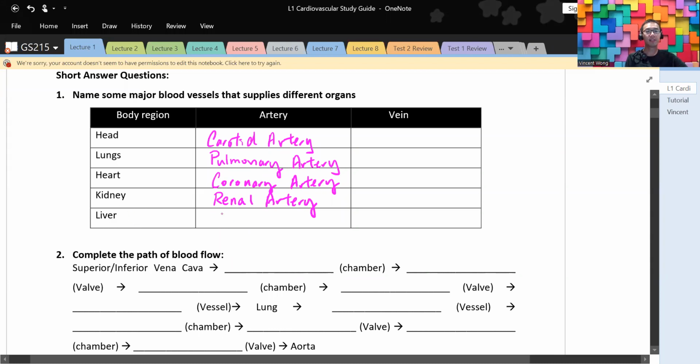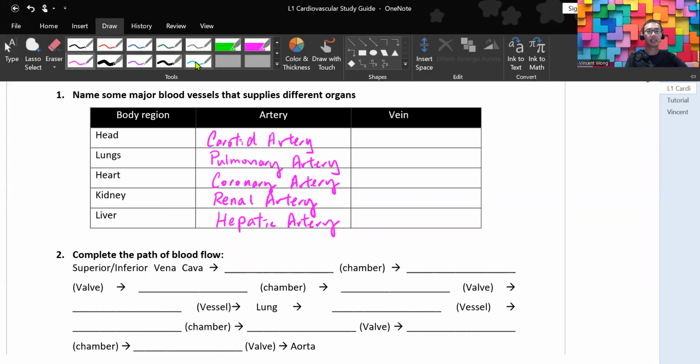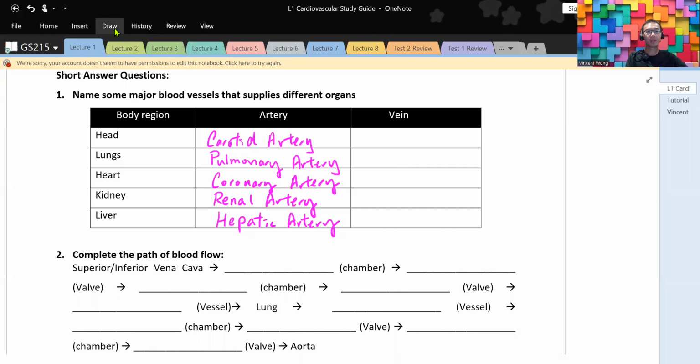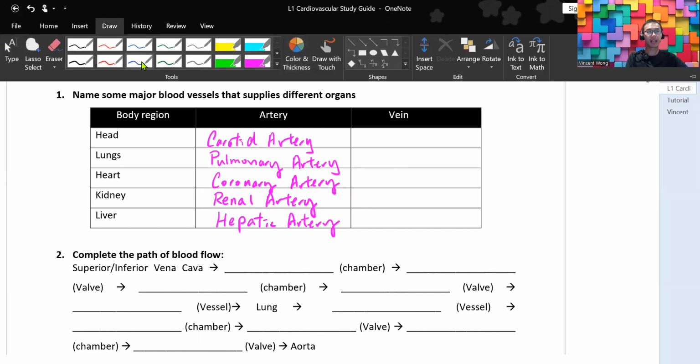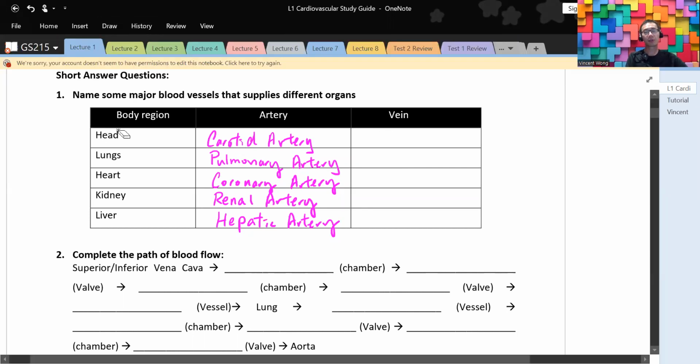Next, we have the liver, and the liver is supplied by the hepatic artery. Okay. Now, each of these has a counterpart, the veins. Okay, so for the head, coming back down from the head, we have what's called the jugular vein. Okay, the jugular vein, it's right here.